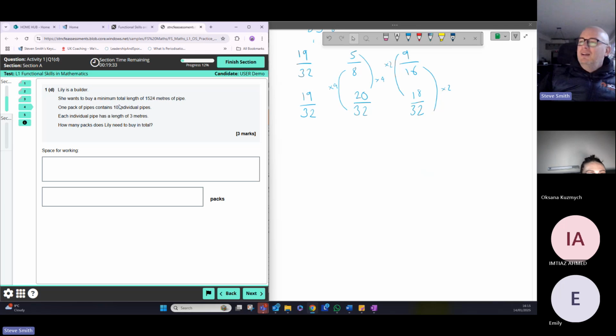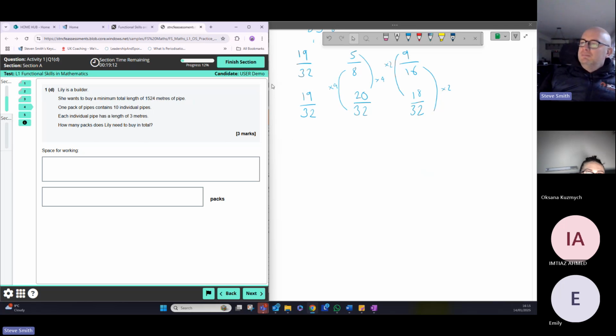Okay, Lily is a builder. She wants to buy a minimum total length of 1,524 meters of pipe. One pack of pipe contains 10 individual pipes. Each individual pipe has a total length of 3 meters. How many packs does Lily need to buy in total?